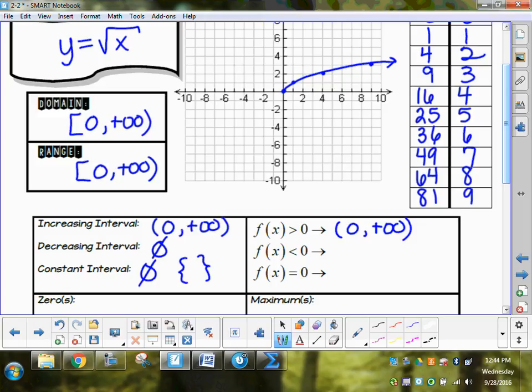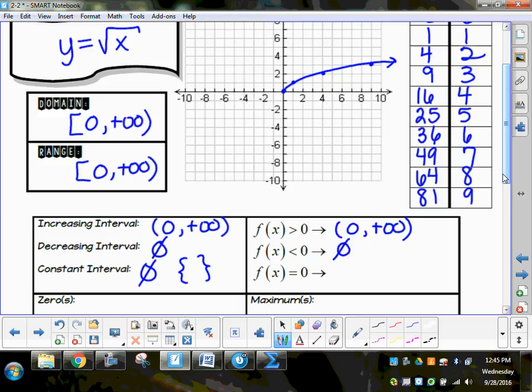When is this less than 0? For what y values is this going to be less than 0? You never use those y values that are negative.